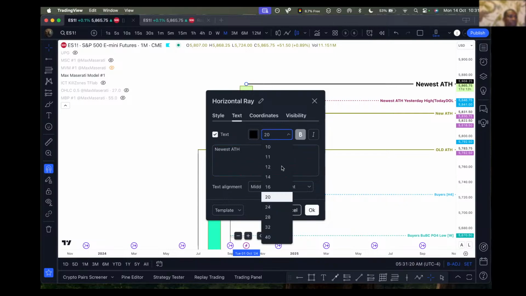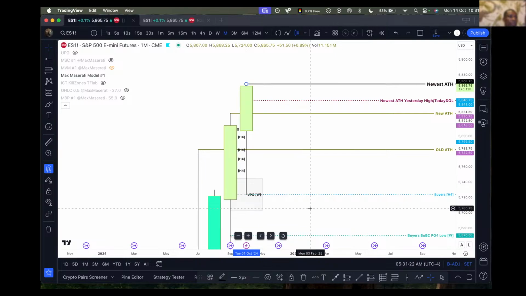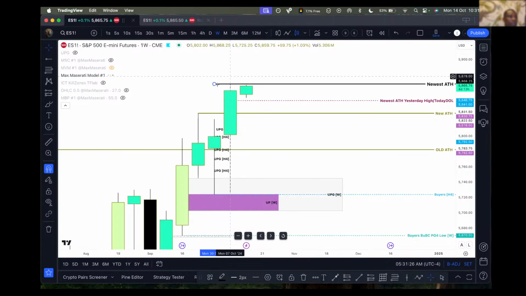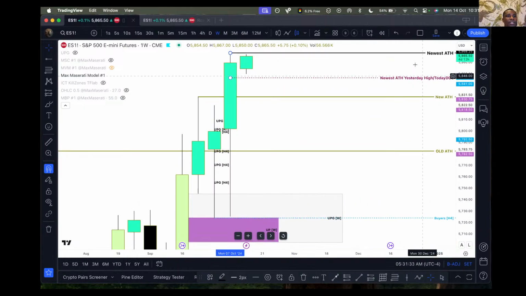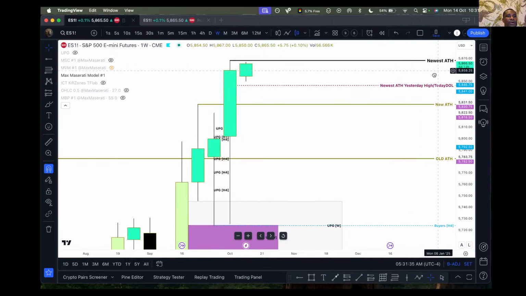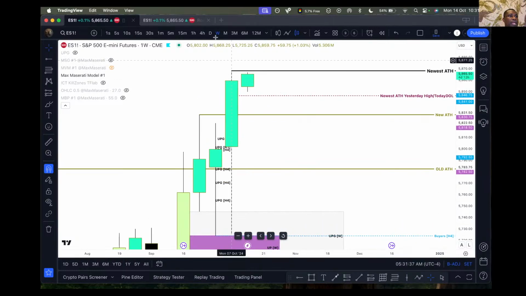So let's make this around 14, and then as we go further, we can see that this is our newest ATH, or newest all-time high. And then when we go on the weekly, the previous week closed what? Bullish body close. Okay, the previous week closed with a bullish body close.